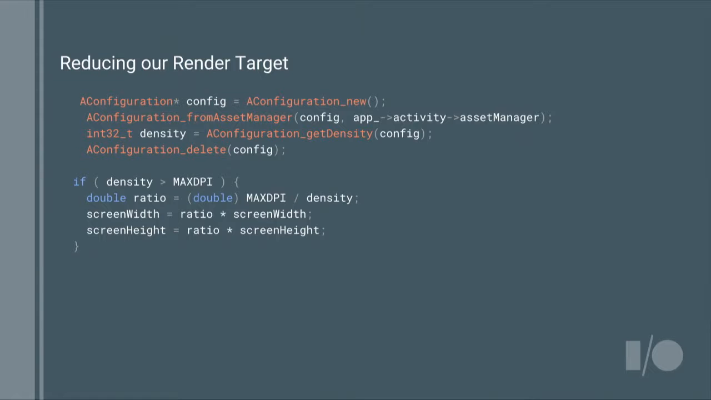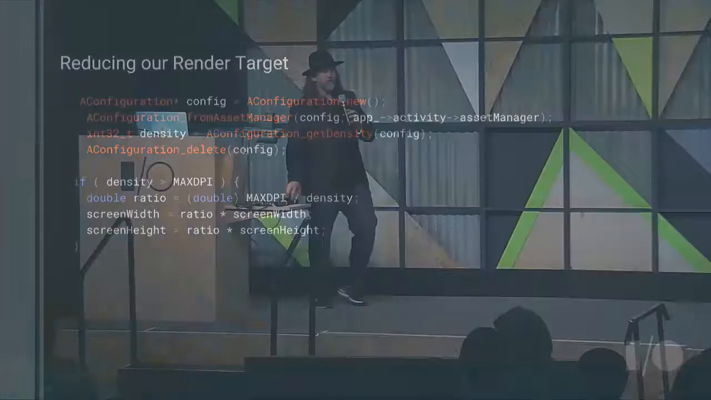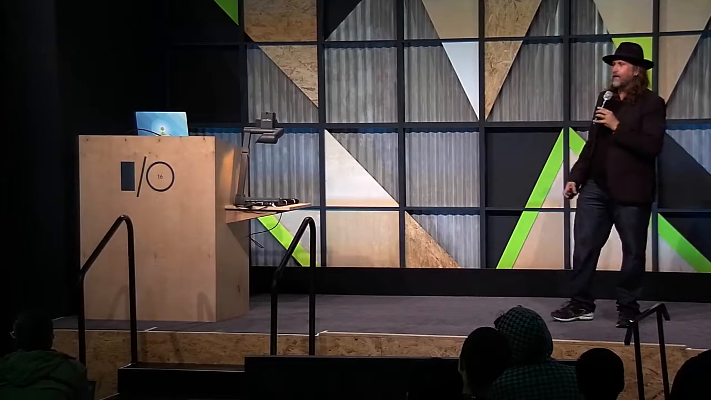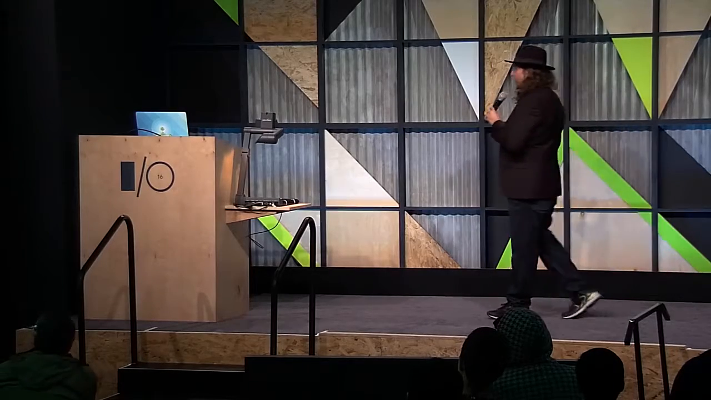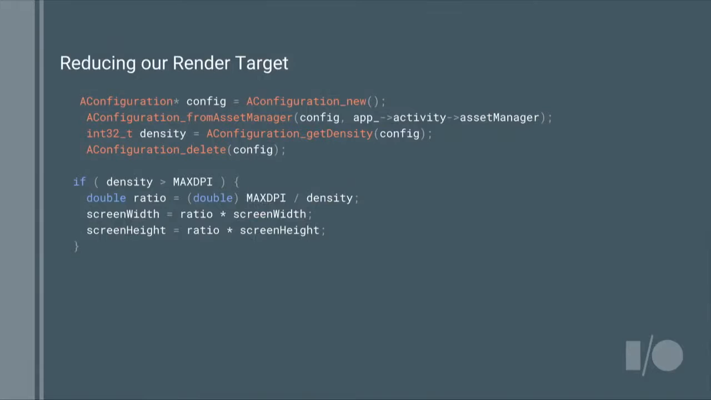Now, one of the things we can do really easily is to reduce the size of our render target. What's cool is that using the asset manager APIs that are built into the NDK, we can get the density of the screen. And that's useful because we might want to say our application doesn't need to render in anything higher density than HDPI, but that's nice because it still preserves the screen size. It means that we're truly giving the user a decent experience by using density as our target.